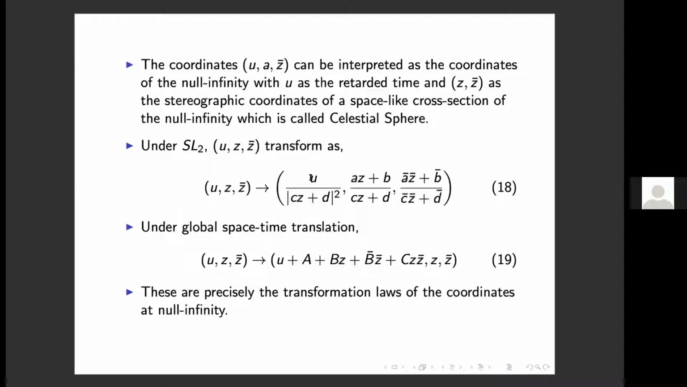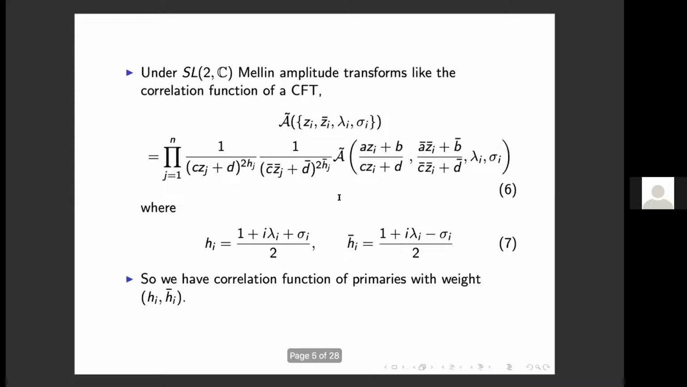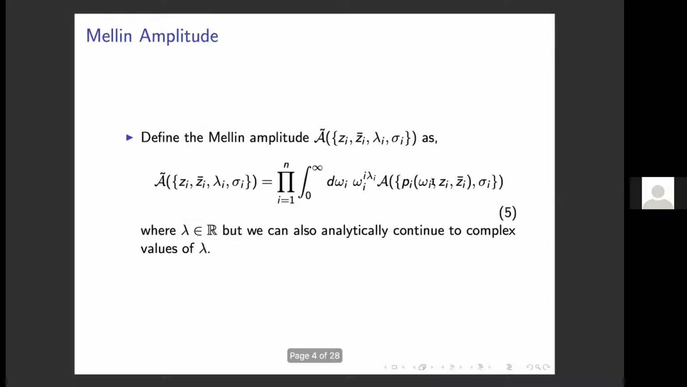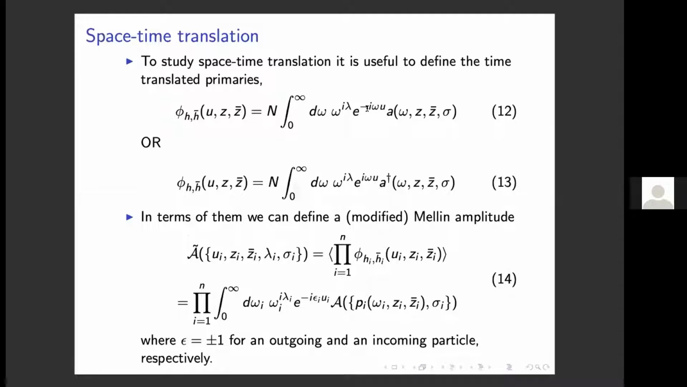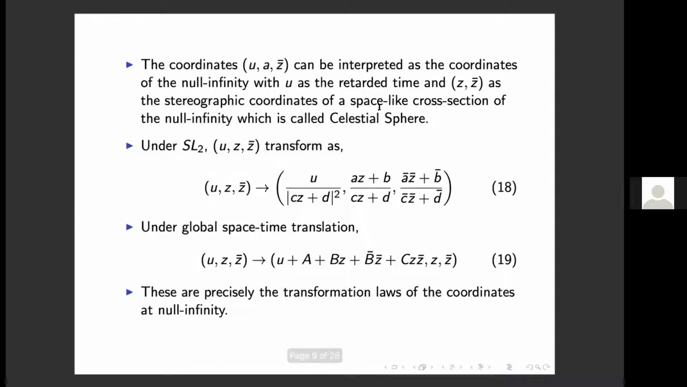So u just goes to u by |Cz+D|^2, and this transformation law actually comes from the transformation law of the omega, which just gets multiplied by |Cz+D|^2. And since you have this phase factor, e to the power i omega u, u just gets multiplied by u by |Cz+D|^2. Okay, so there is nothing mysterious in this, of course.